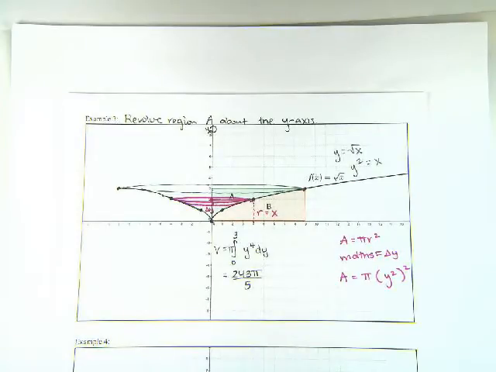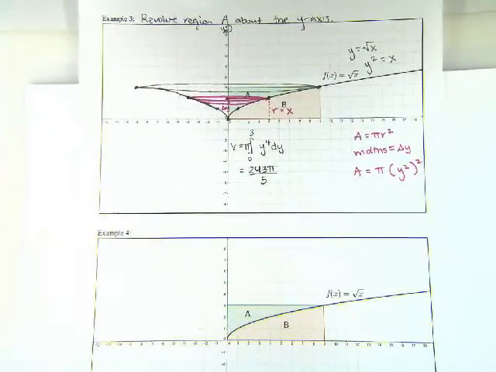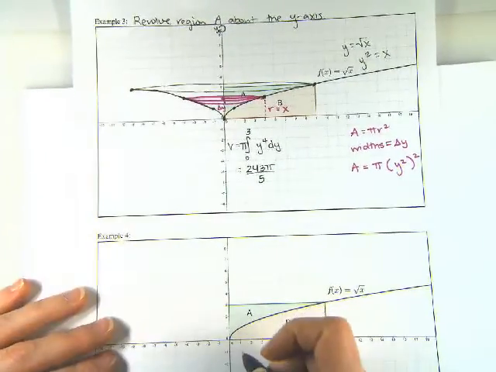And let me think. I think maybe we'll do more of the activity on Thursday. Would you guys be okay with that? If we finished up with lecture, because I want to teach you guys the washer method too. So let me show you what that would look like. Okay, so example 4, let's go ahead and revolve region A.